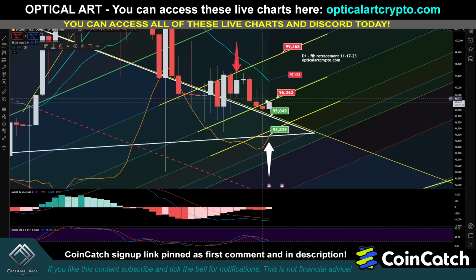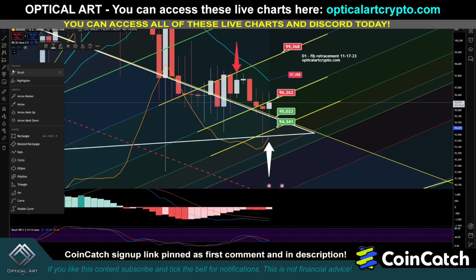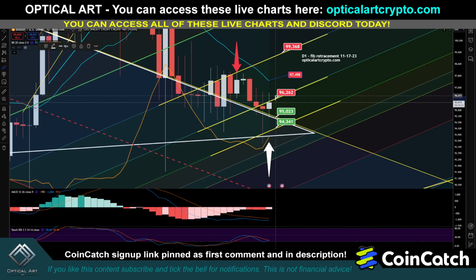If we get a daily open below 96,262, then we're probably coming back down to test 95,000. If that breaks, we're coming down to probably test around 94,300. Again, if we can't get a daily open above this fib line right here, then what you saw take place here, back and forth, up and down, just chopping and dropping, I think that's how it's going to play out here.